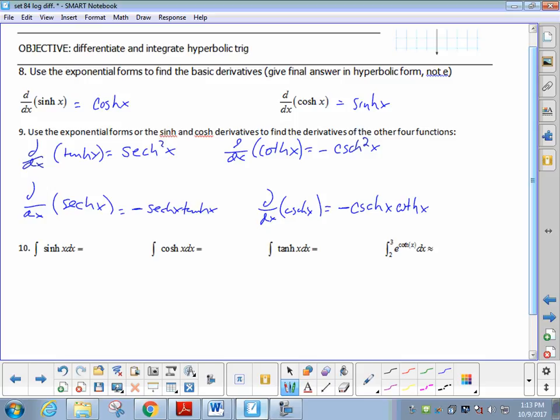Okay. And then with those, hopefully these went fine. First one, 10: cosh of x plus c. Next, sinh of x plus c. What about this after u sub? Natural log of the absolute value of cosh plus c. And then this, by calculator estimate, is about, what, 2.772? Is that what you said?